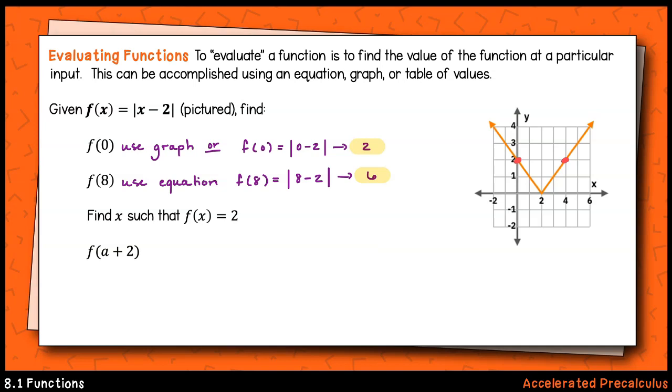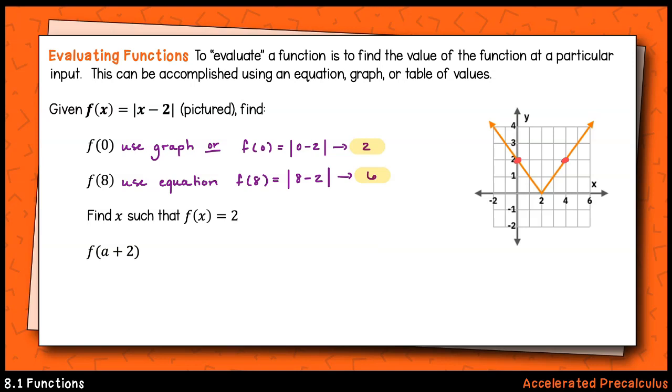We'll replace the placeholder x with the input that we want to evaluate, so this will be the absolute value of 8 minus 2, which is of course 6. Finally, we can work backward from the output to determine what input or inputs map to that output. The notation f of x equals 2 is saying what inputs produce the output or y value of 2.